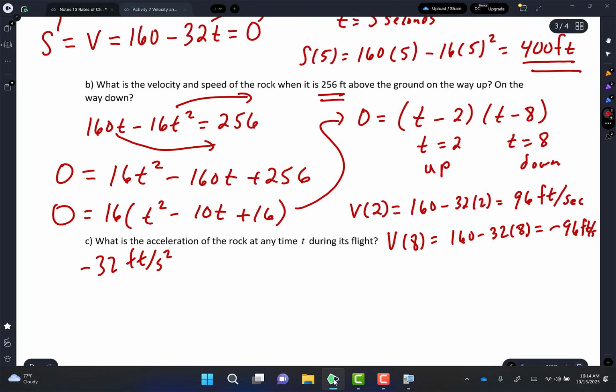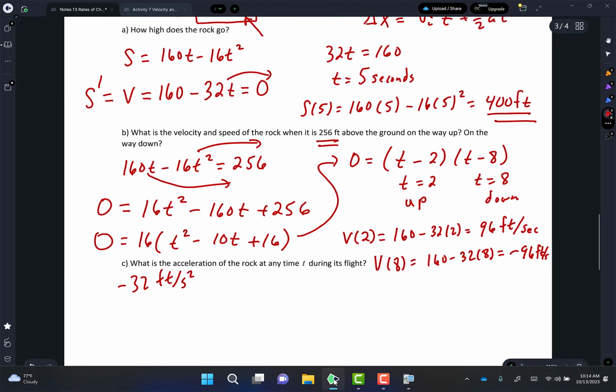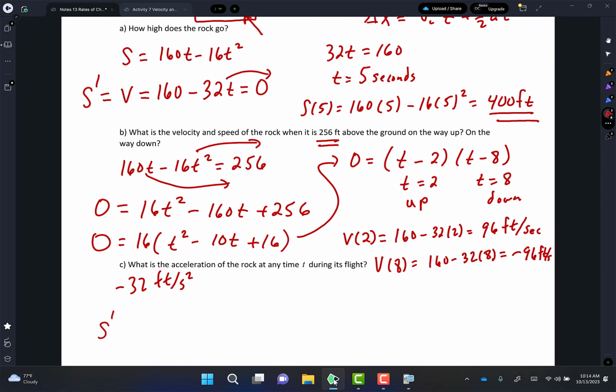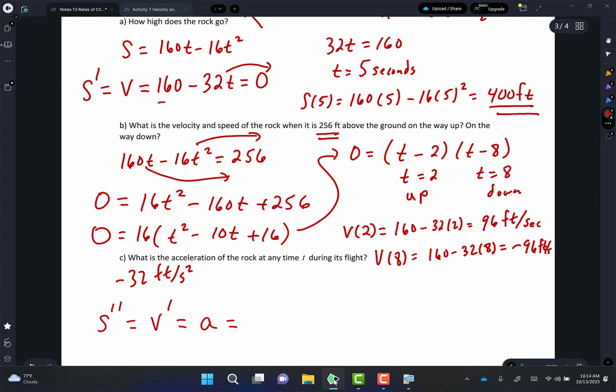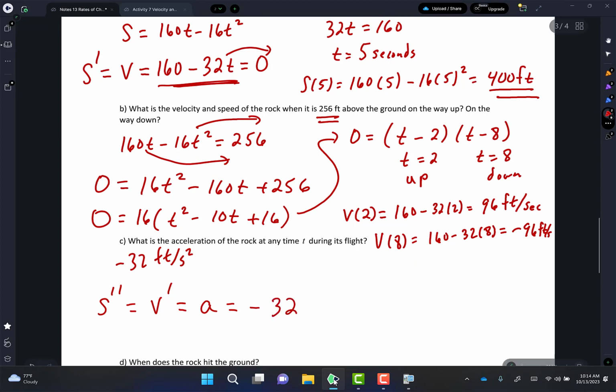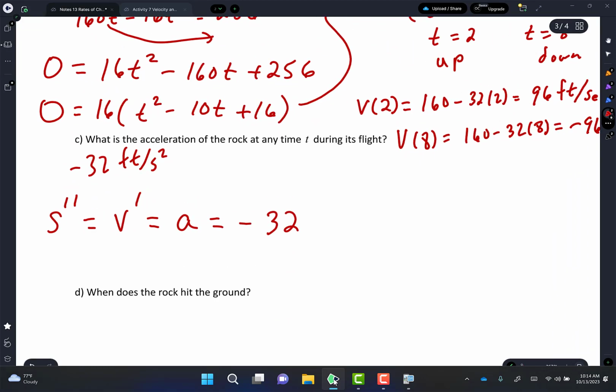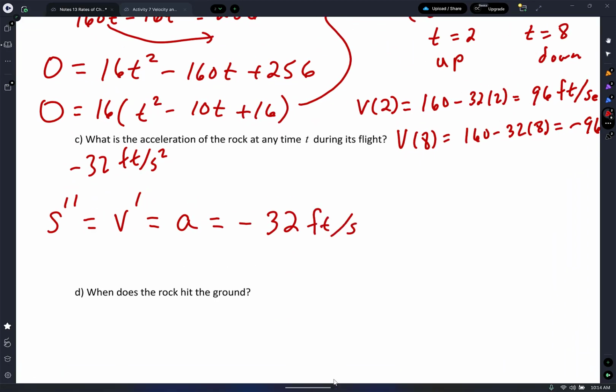So let's see if that's true. I'm going to zoom out so I can see my equation. So I'm going to write S prime prime equals V prime, which equals A, and which equals, so I go to my velocity equation right here, the 160 minus 32t, and I just take a derivative. Do I get negative 32? There it is. And then you just put your units, feet per second squared. Yay or nay?